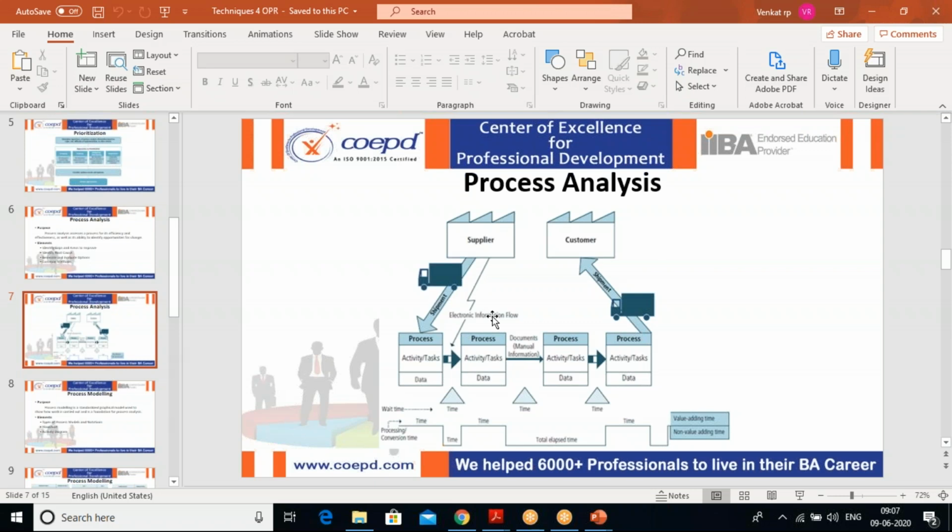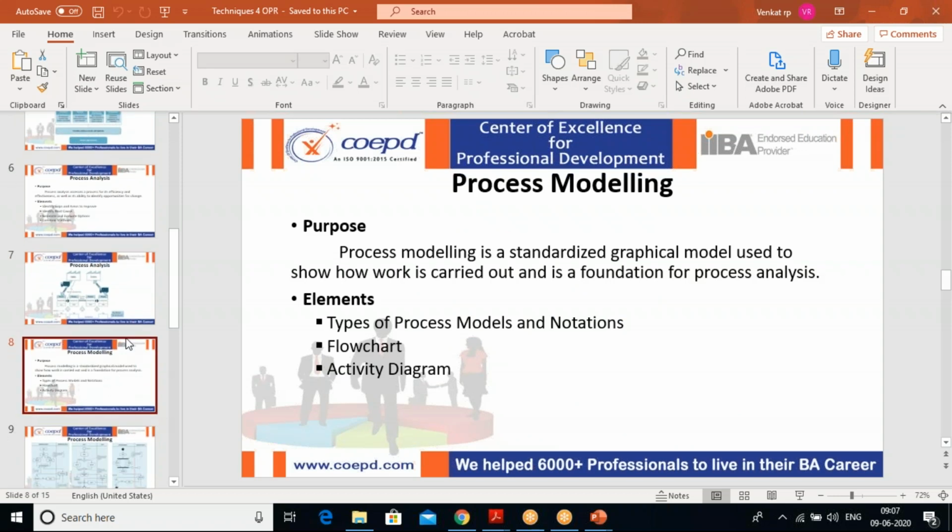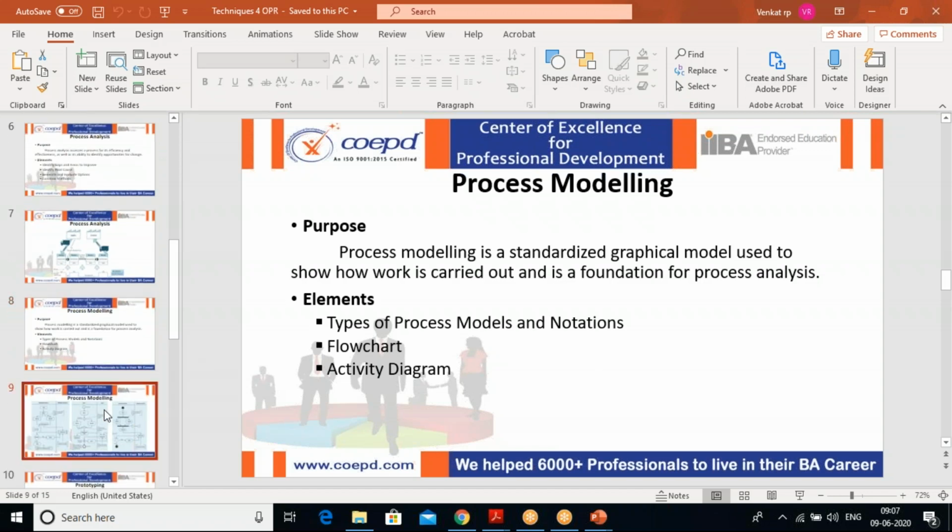Okay. They give you the entire process, you have to analyze it, and then understand where you can improve on it. And the process modeling we have been discussing. First of all, you need to understand the process model, then only you can do the process analysis. And for the process we can go with flow charts, or activity diagrams, and we can use different notations here.